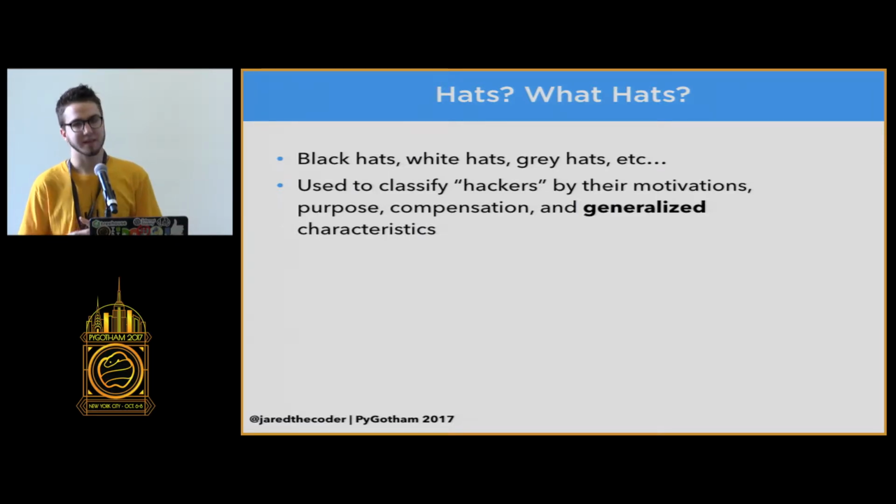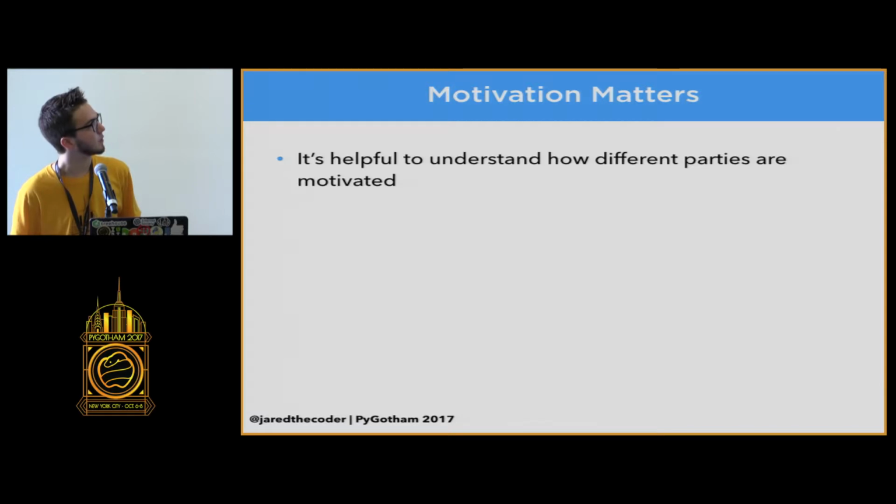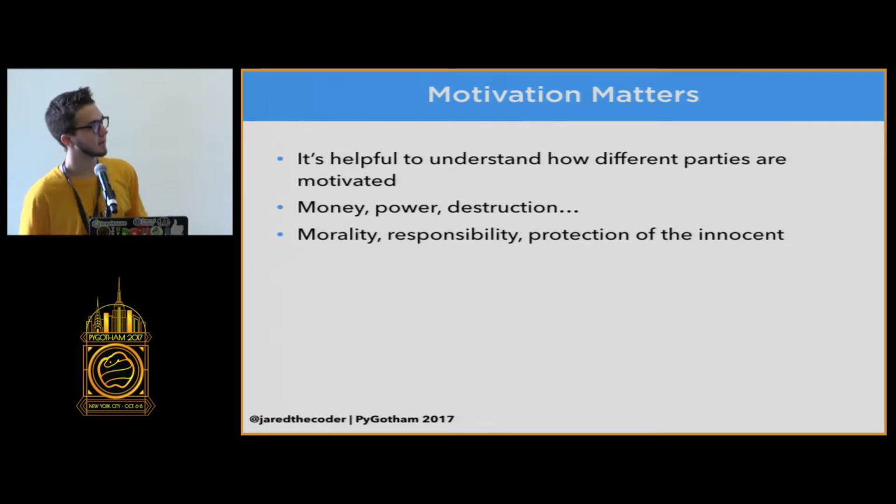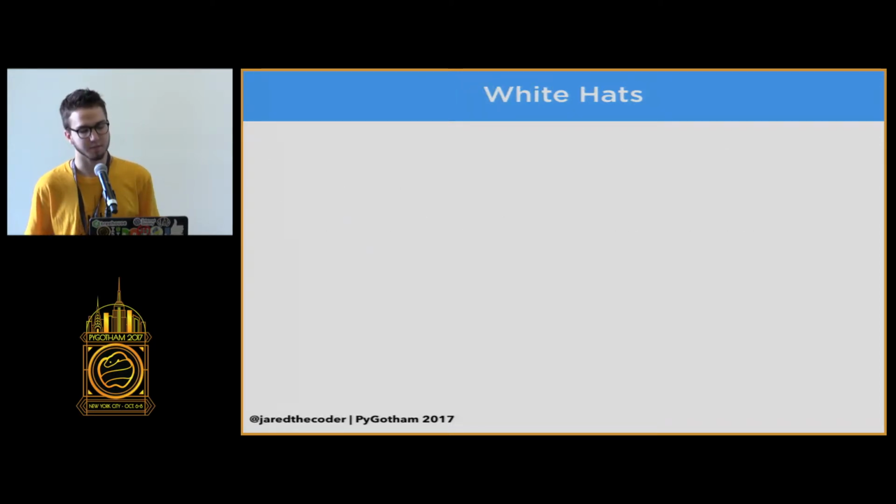So, I mean, it could be anyone. It could be a 2-year-old kid. It could be some dude or girl or whatever. Everyone has different motivations, and you have to realize that. So it's helpful to understand these motivations. So it could be things like money, power, destruction, morality, responsibility, protecting innocent people. People do all kinds of different things, and just watching the news, you see all of these motivations come out.